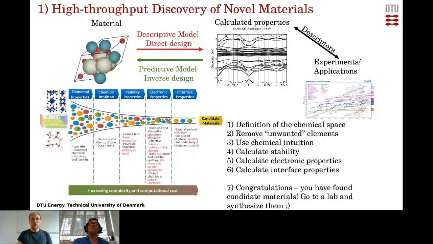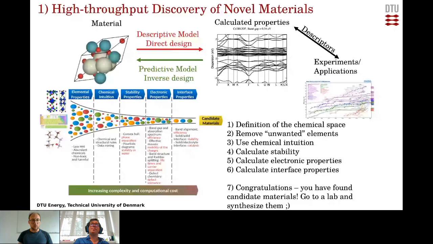So look at chemical rules to remove some of the materials that for sure will not behave as we would like to. We can use data mining to sort of do what nature has done so far to reduce the number of materials. So for example, we can take a database and look at all the substitutions from lithium to sodium, give some kind of properties, and then we apply the same in our system as well.